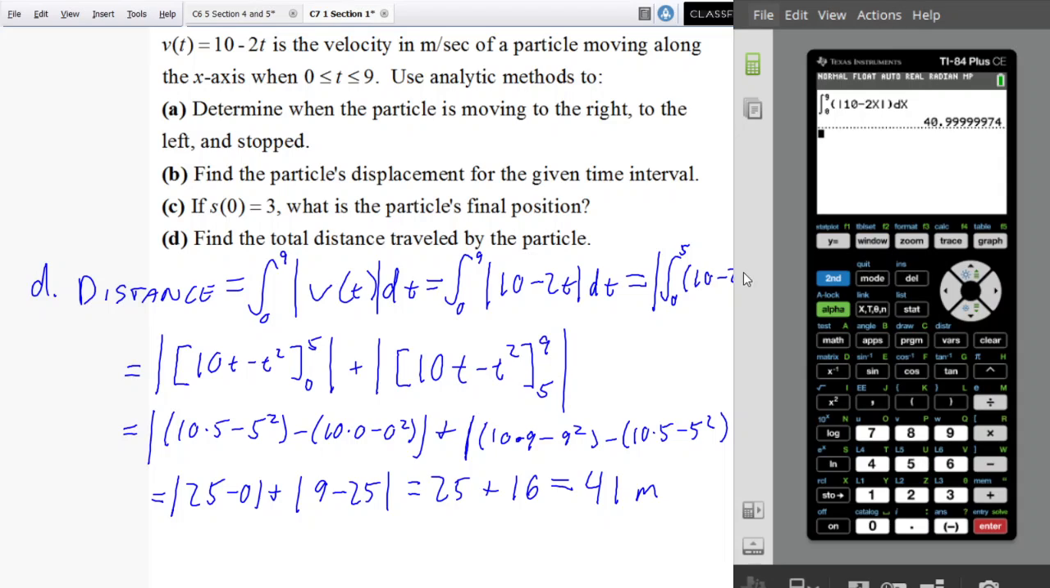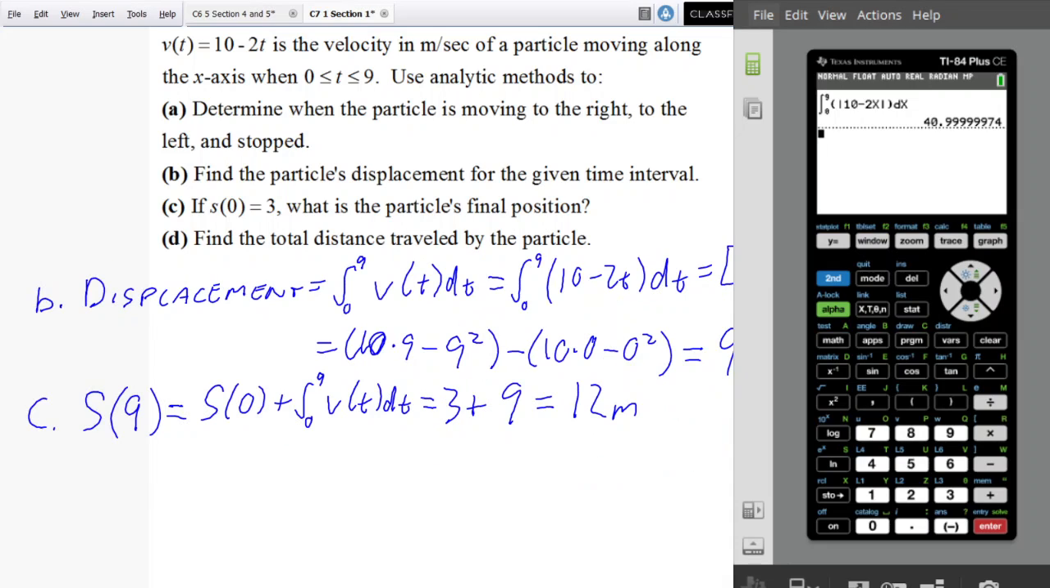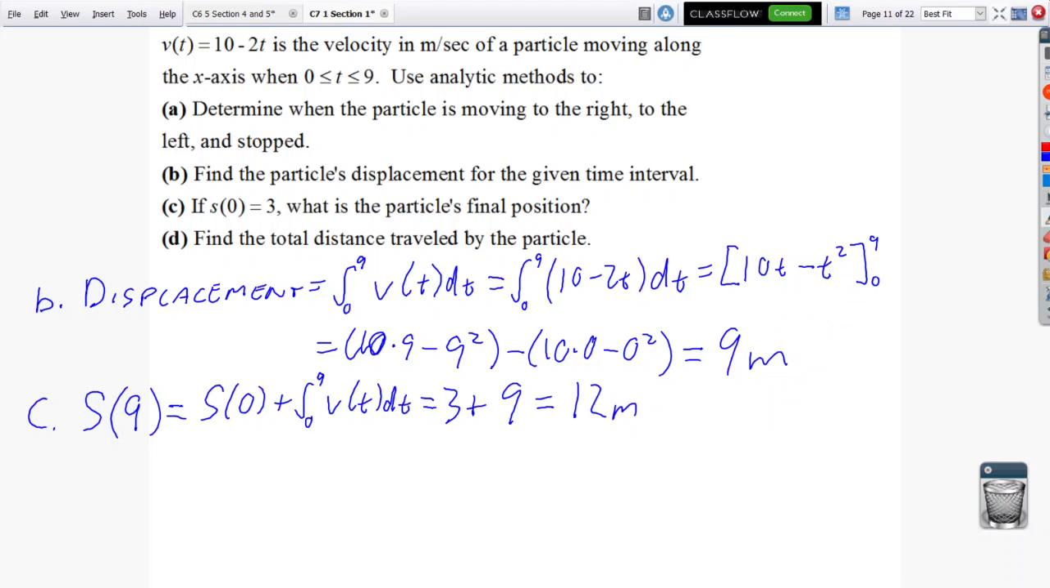All right. You could also, in this chapter, have done that for the displacement. So if I had my calculator available to find the displacement, I could just do integral from 0 to 9 of 10 minus 2t dt, and I could find out that my displacement was 9 meters there. But again, you really want to shy away from using your calculator all the time, although it is possible to use it some of the time.